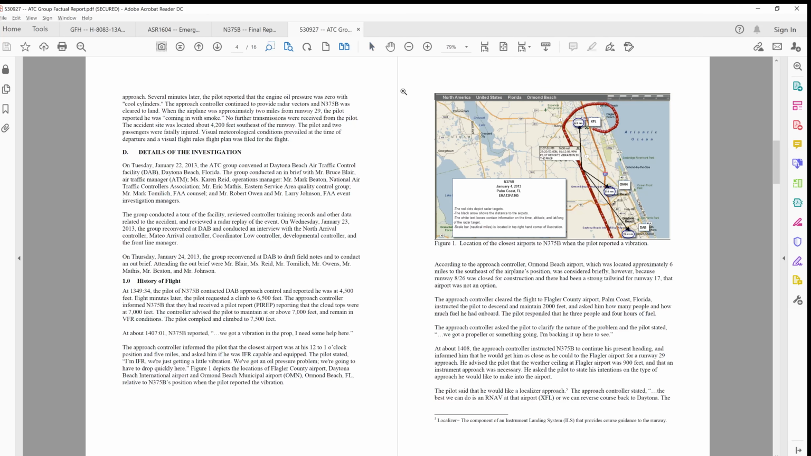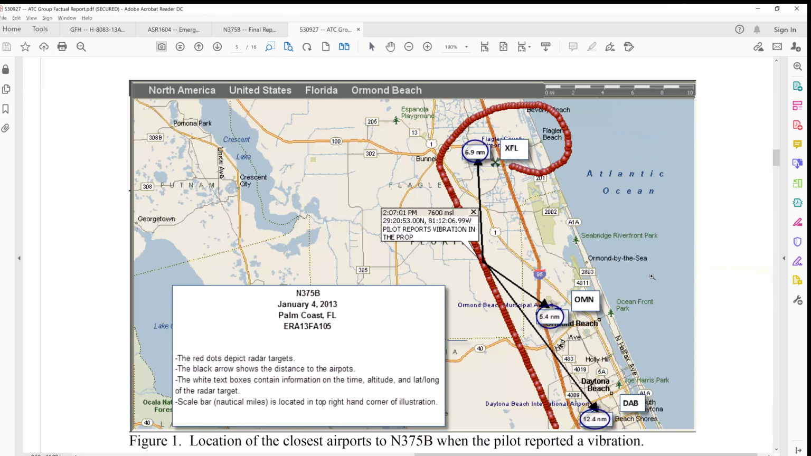And I want to start by looking very briefly at the map of the flight. So they had gone past Daytona, they had gone past Ormond Beach, and right about here, when they're about 5.5 from Ormond Beach, about 7 from Flagler County, the identifier is now changed. It's no longer X-Ray Foxtrot Lima.